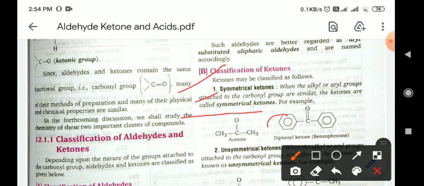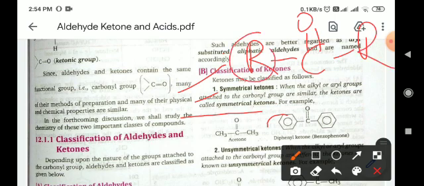As we know, ketones have the general form RCOR. When the same group is present on both sides, they are known as symmetrical ketones. Here you can see that in place of one alkyl group there is a benzene ring, and in place of the other alkyl group there is also a benzene ring. So these types of ketones are known as symmetrical ketones.